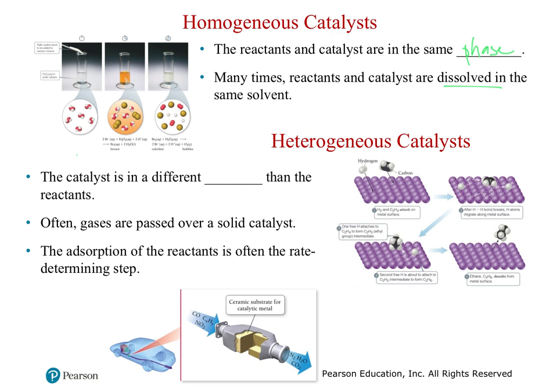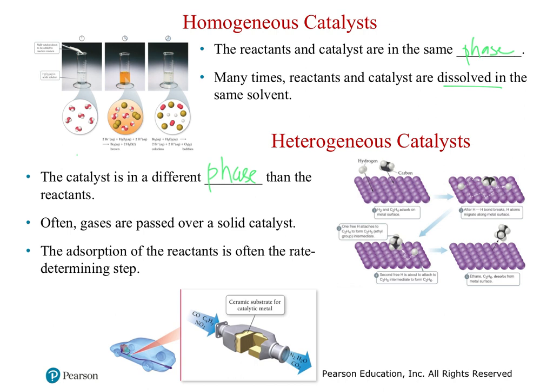In a heterogeneous catalyst, the catalysts are in a different phase than the reactants. Generally, those are solids used as a catalyst, and then liquids or gases are passed over them. The rate-limiting step happens to just be the adsorption of the reactant onto the catalyst. Once they're on there, they just have to diffuse around the catalyst surface until they meet up, and then the reaction can take place and they can be removed.